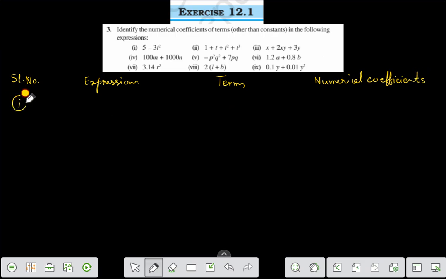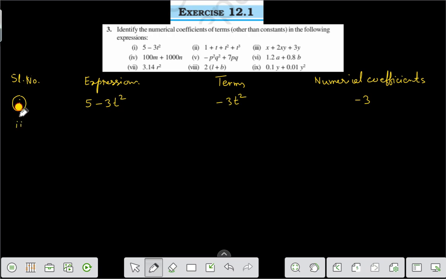Now serial number 1. The expression is 5 minus 3t square. The various terms other than constants: here you see minus 3t square. The numerical coefficient is the multiplier of t square, which is minus 3. So the numerical coefficient is minus 3.